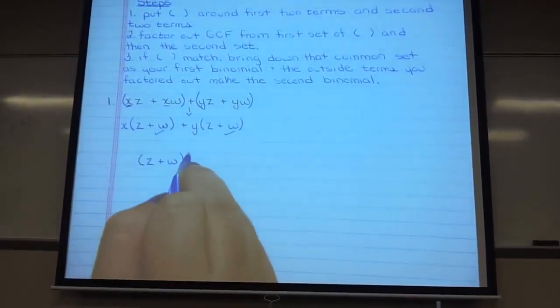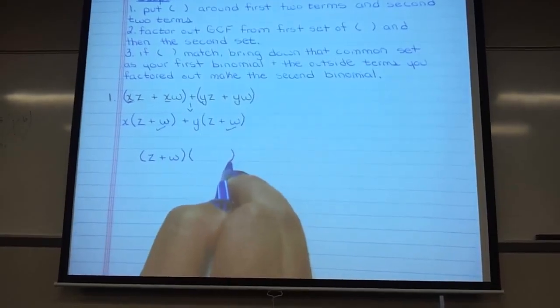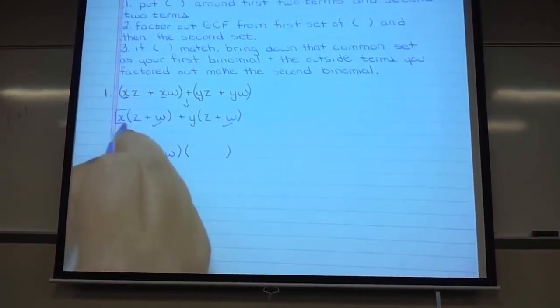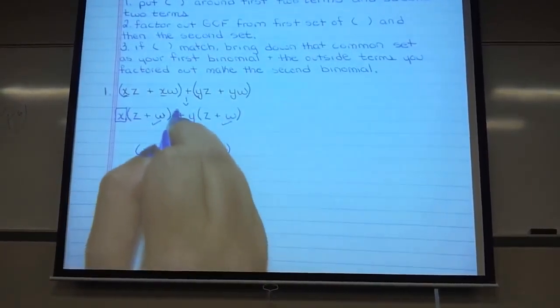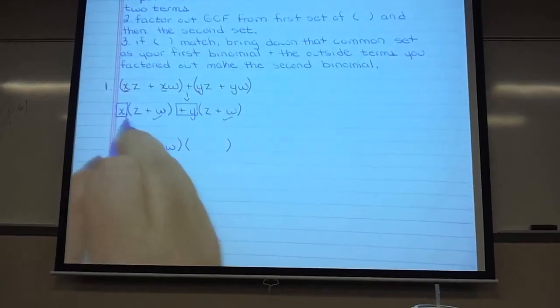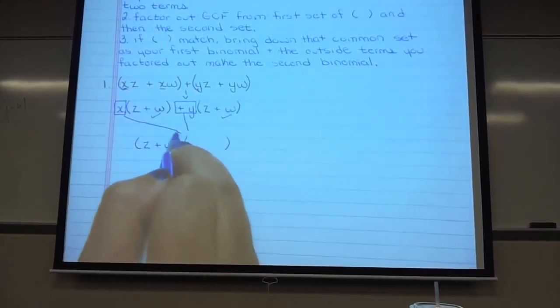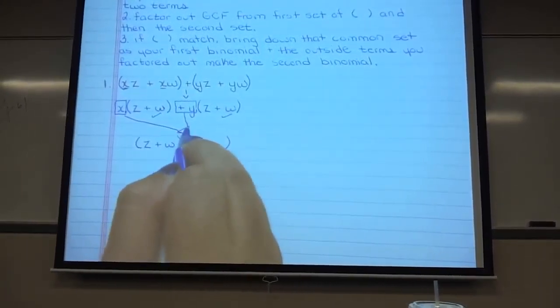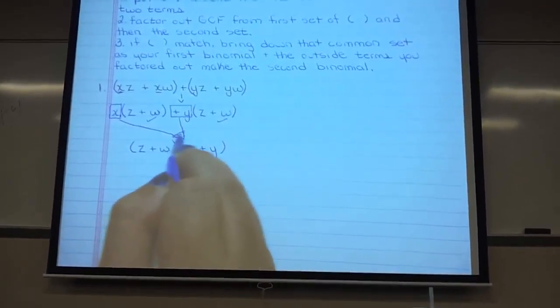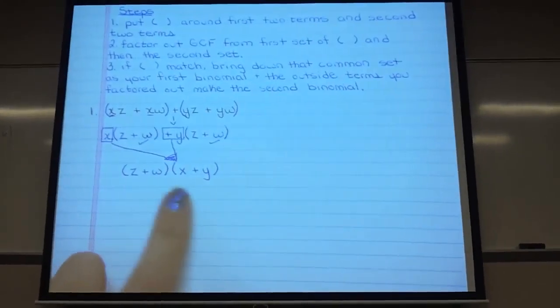The second set, so I gotta have another set of parentheses, is the stuff you took out. Notice here you took out an X, and here you took out a positive Y. So together, those make your second set of parentheses. So it would be X plus Y. And you have now factored it down to 2 binomials.